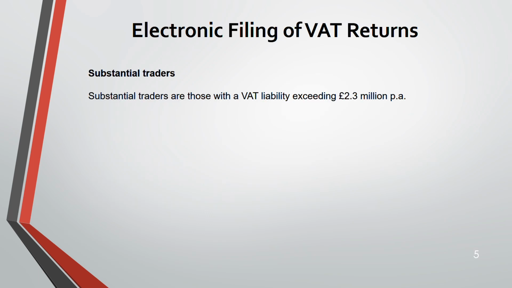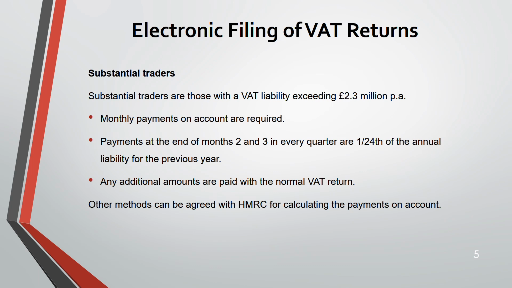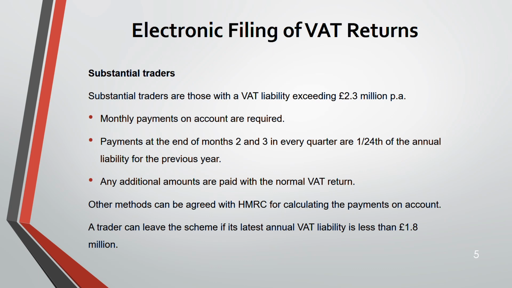Now, substantial traders. Substantial traders are those whose VAT liability exceeds 2.3 million per year. Monthly payments on account are required for them. Payments at the end of months 2 and 3 in every quarter are 1/24 of the annual liability for the previous year. Any additional amounts are paid with the normal VAT return. Other methods can be agreed with HMRC for calculating payments on account. A trader can leave the scheme if its latest annual VAT liability is less than 1.8 million.